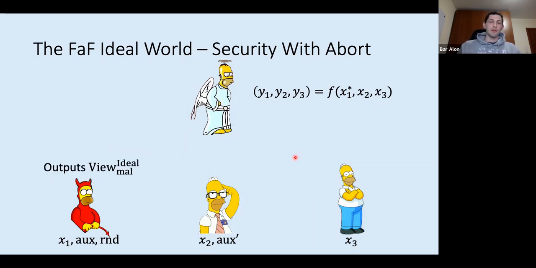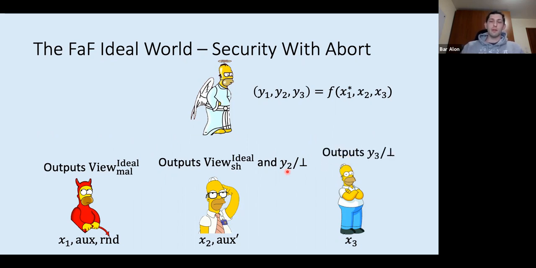Now, based on that, the malicious adversary outputs some view. The semi-honest party will output some view, and maybe it will output the output that it received from the trusted party, and maybe not. It depends on whether the adversary sent continue or abort. The fully honest party will output whatever it received from the trusted party. From here, the security is defined the same as in the previous case. We have weak security and we have strong security.